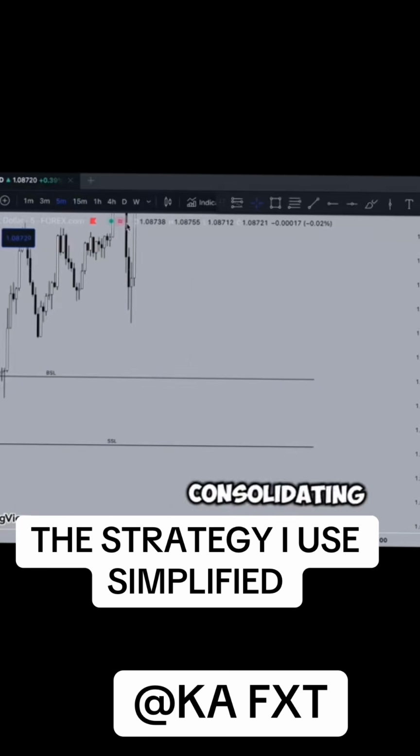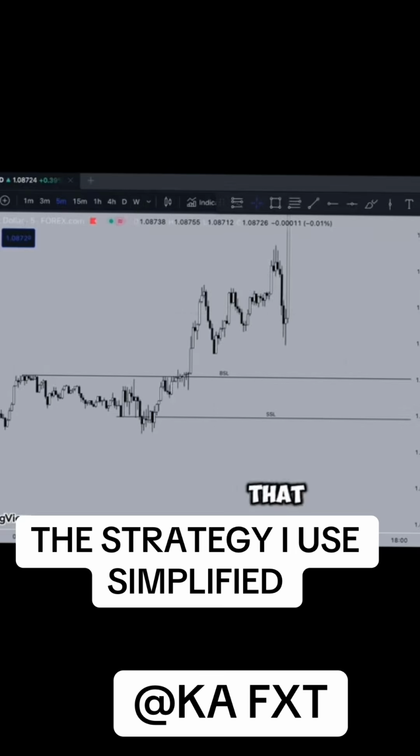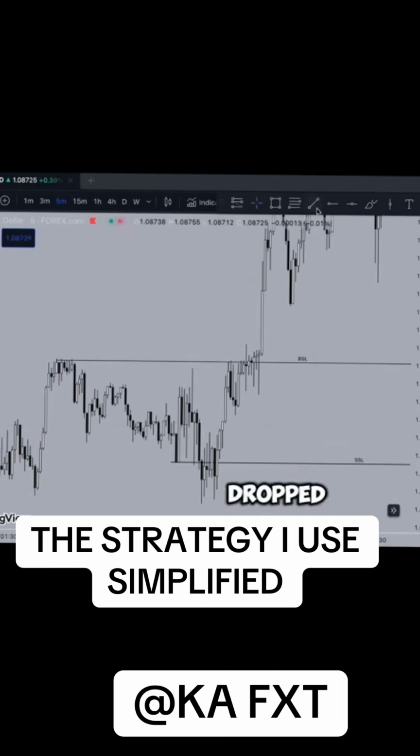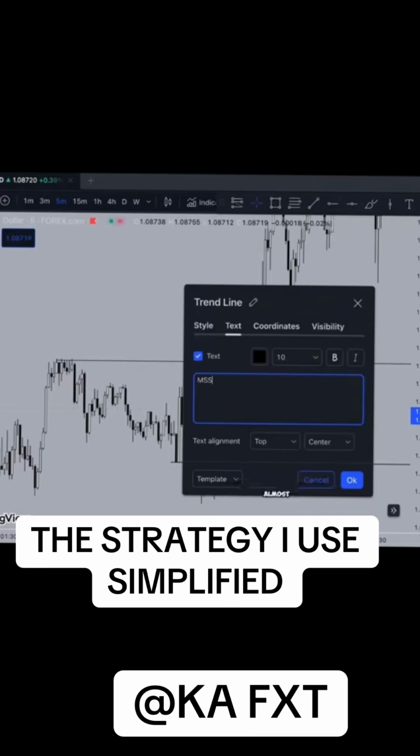If Asian session was consolidating, however, I would go on the 1 hour and then go for the swing highs and swing lows and use that as my liquidity. Price then immediately swept sell side liquidity at London Open, and then I dropped down to the 5-minute time frame and then marked out my market structure shift, which happened almost immediately after.